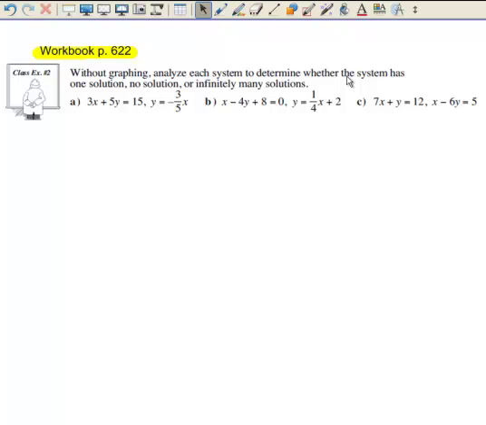In this question, they want us to determine how many solutions there are without actually graphing any of the equations. So we're going to do that by looking at the equations in the form y equals mx plus b. So what I have to do is take each equation and isolate the y. So I'm going to move the 3x over, and then I'm going to divide everything by 5.